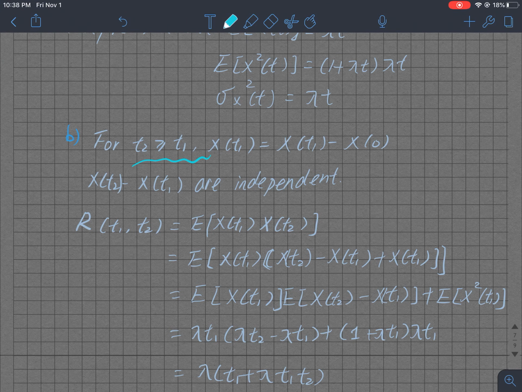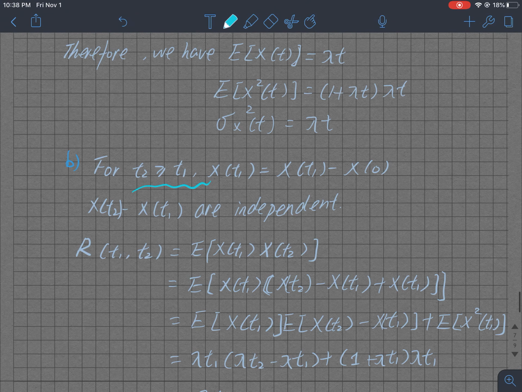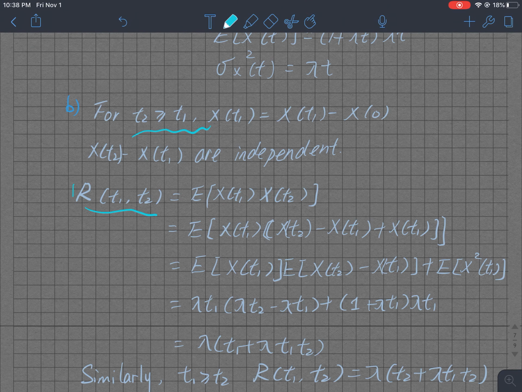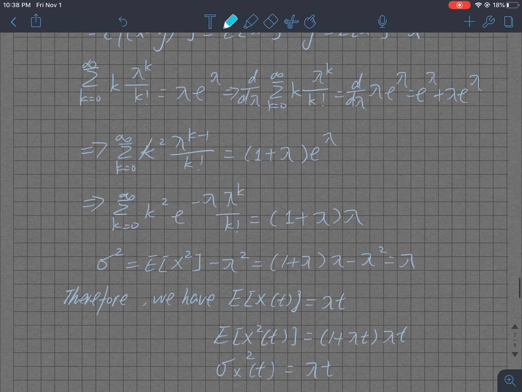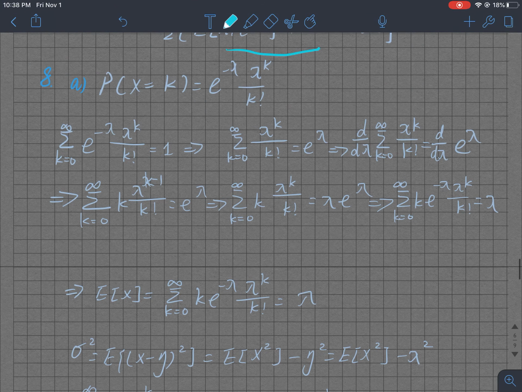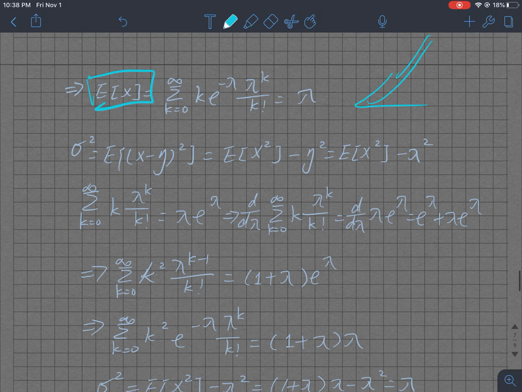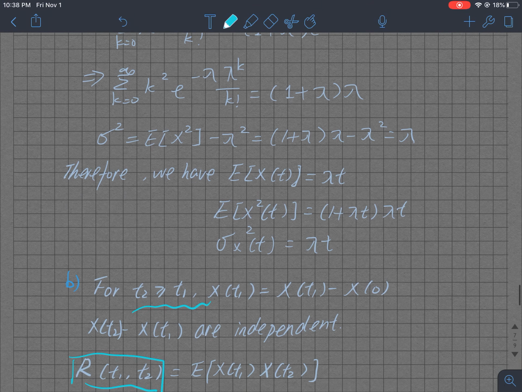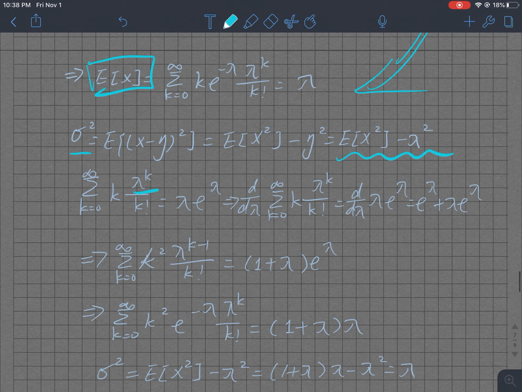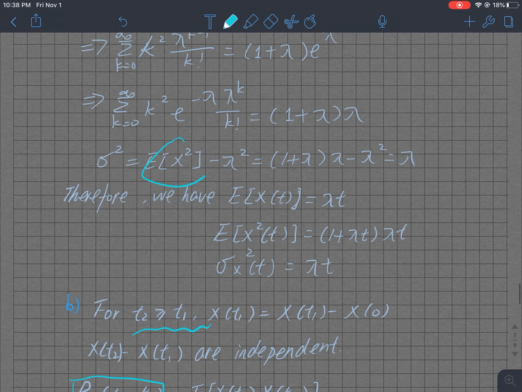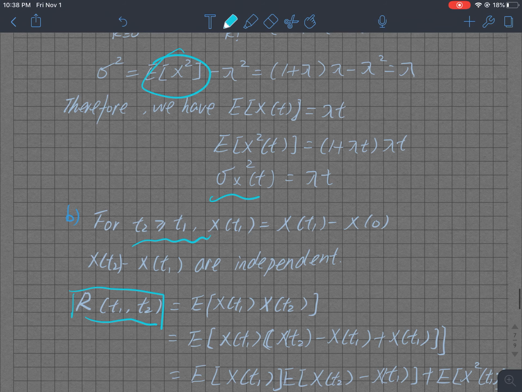As we just mentioned, T2 greater than T1, R(T1, T2). And the first question is quite easy. I don't need to explain more. I just need to get the derivative and move it to get the expectation from the previous. Then we need to use this equation here, and we can directly use the same way to get E of x squared. Then we get the sigma squared.